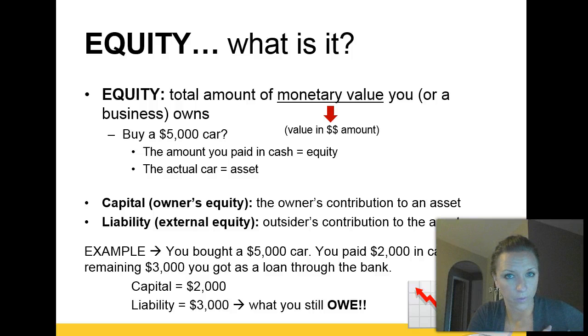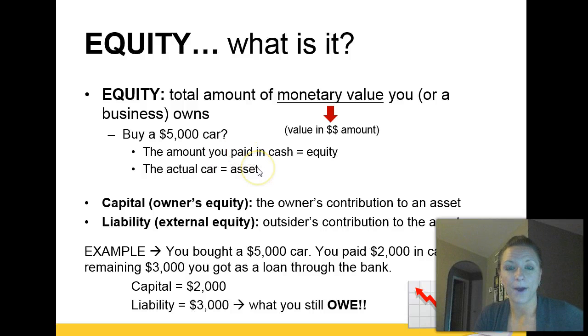So hopefully you're really familiar with that by now. Now we're going to move on to the term equity. Equity is the total amount of monetary value, keywords there, that you or a business owns. So, for example, and by the way, monetary is just a fancy word for money. So if you were to buy a $5,000 car, the amount of cash that you paid that went into that car is the $5,000. The car is the actual asset.